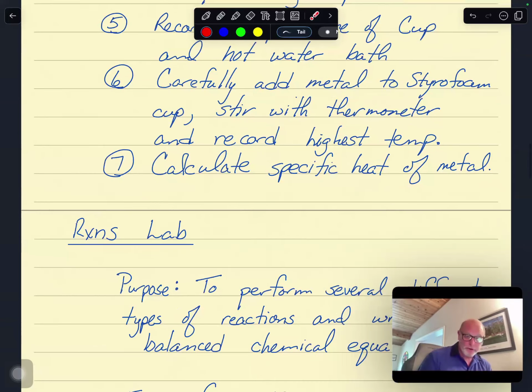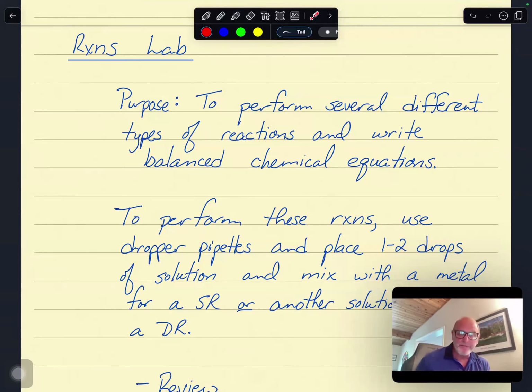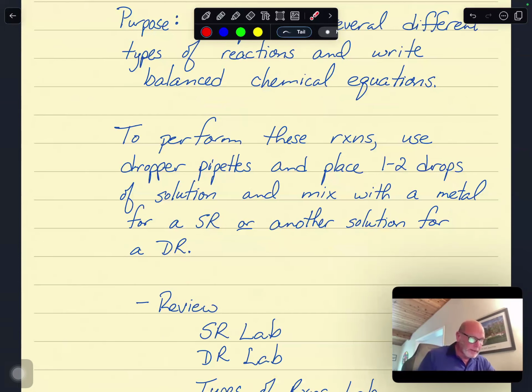Third lab, reactions lab. Okay, here you're going to make several different types of reactions. You're going to have to write balanced chemical equations. To do this, the procedure is very simple. Most of what we're doing is going to be either a single replacement or a double replacement. We did both of those labs, and you have handouts from both of those that are from chapter 11. Okay, to do that, I'm going to have the acetate sheet, the plastic sheet for you.